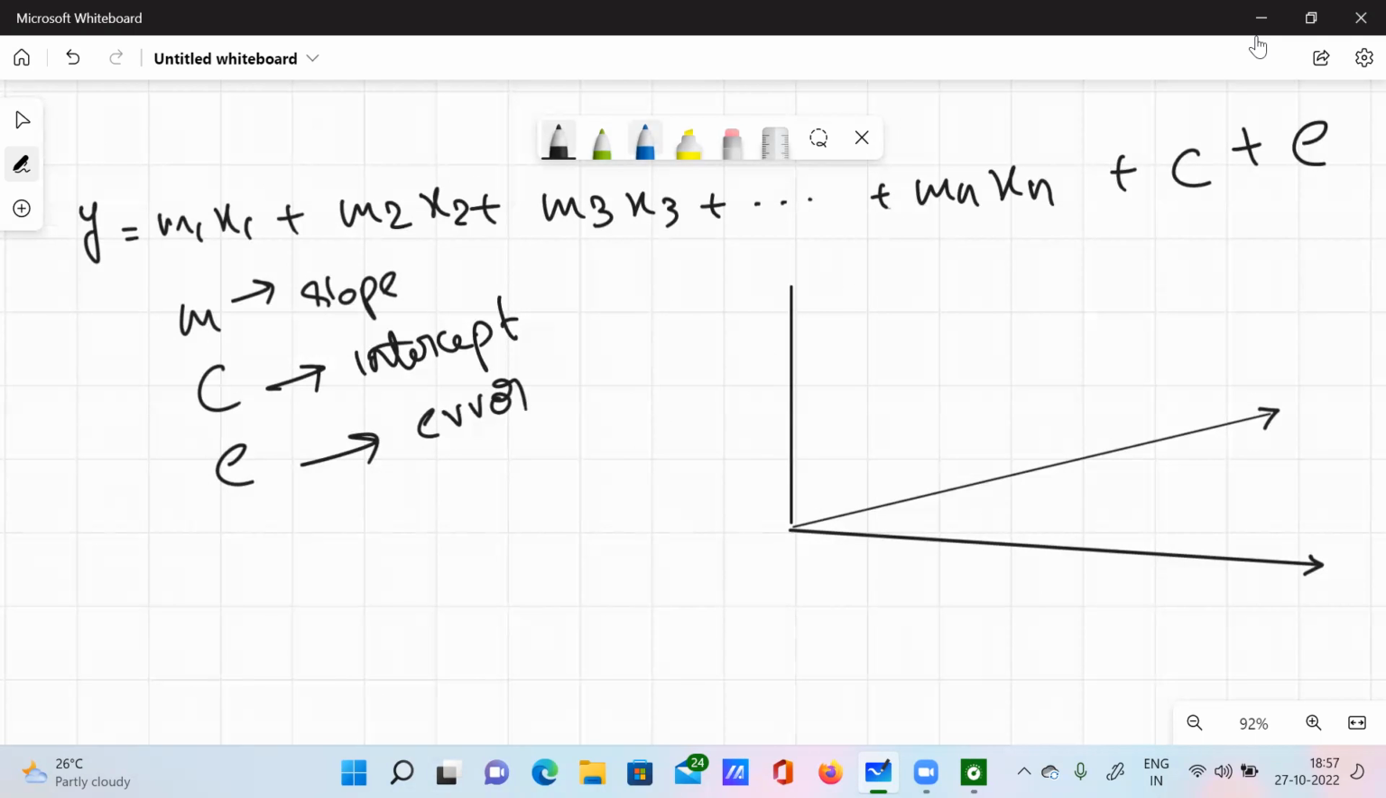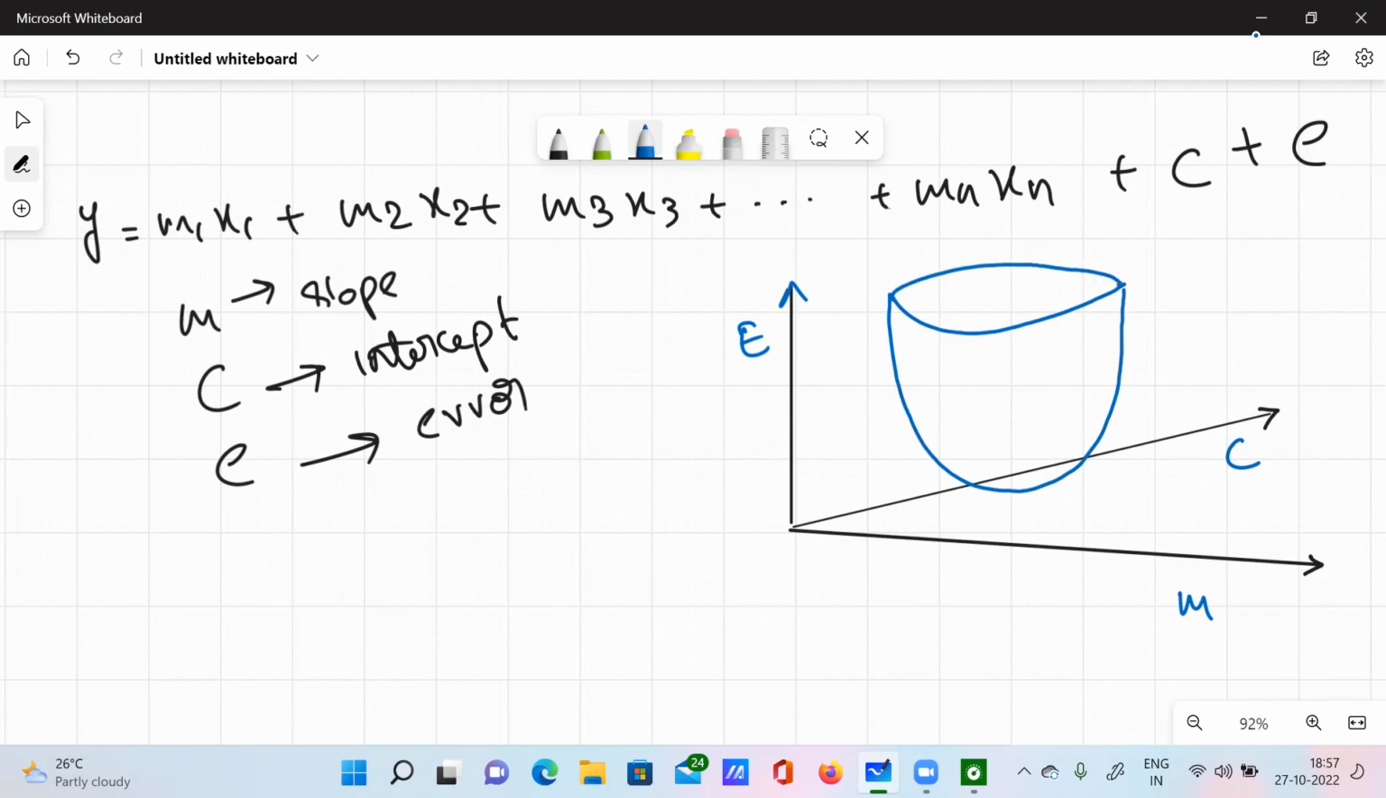This is the M here, this is the C here, and this is the E here, right? So what you will get is a parabolic shape, a shape like this. So this is the kind of shape here. Now what happens is, with the help of this M and this C, you can try to achieve the best fit line, right?